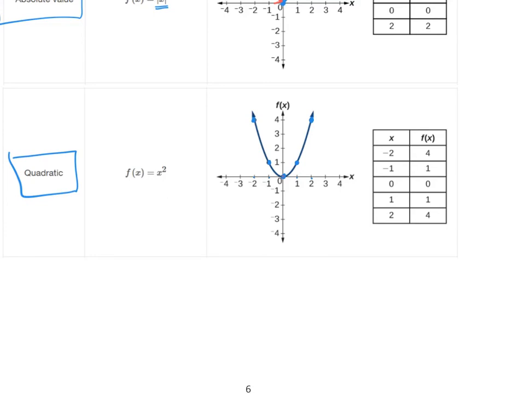So from the vertex, I should go over 1 and up 1, over 1 and up 1. And I should also go over 2, up 4, and over 2, up 4 to get those ordered pairs.